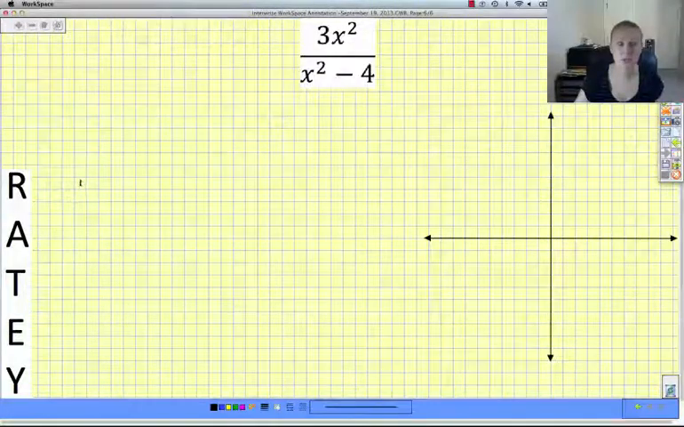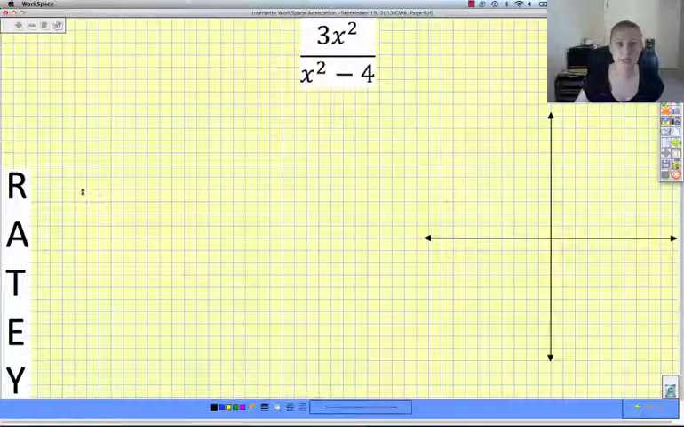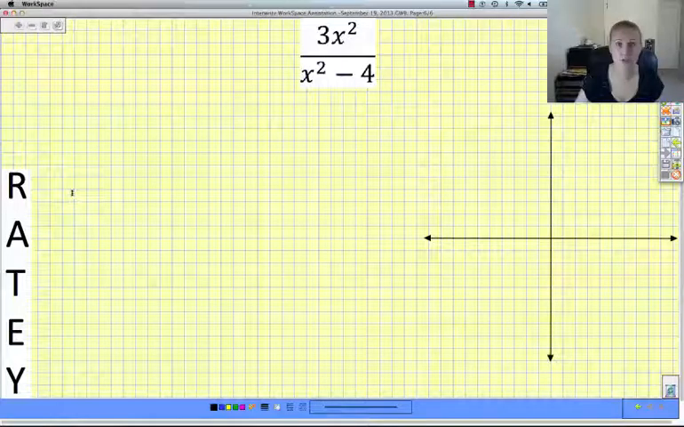This is an example on how to use RATEGY. The reason that we use RATEGY is to be able to graph by hand. It's to know how to do everything about the graph without using our calculator. We will use the calculator at the end to verify our solution.